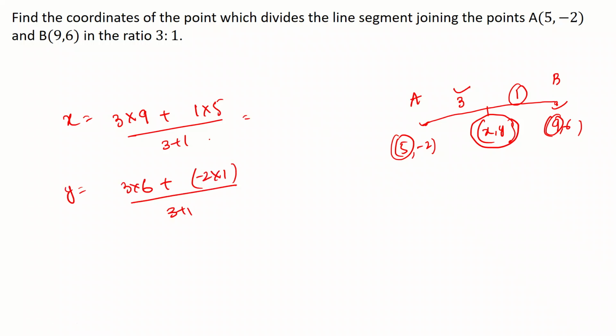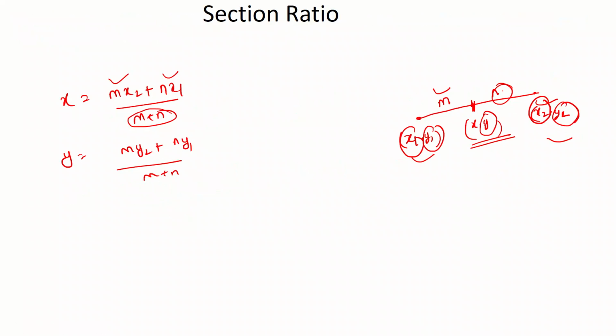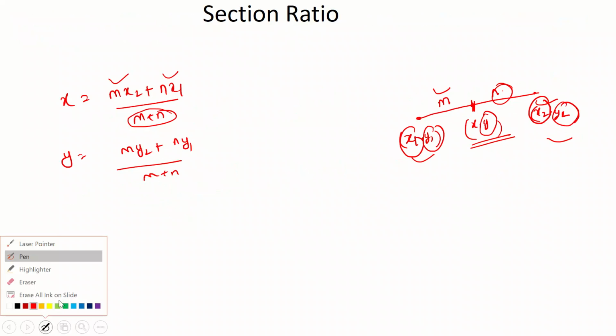3 nines are 27 plus 5 is 32, by 4 is equal to 8. And 3 sixes are 18 minus 2 gives us 16 by 4, which is 4. So the coordinates of this point are 8 comma 4. This is the point which divides this line segment in the ratio 3 is to 1. Okay, now for those who are interested, I'll tell you how we actually derive this.